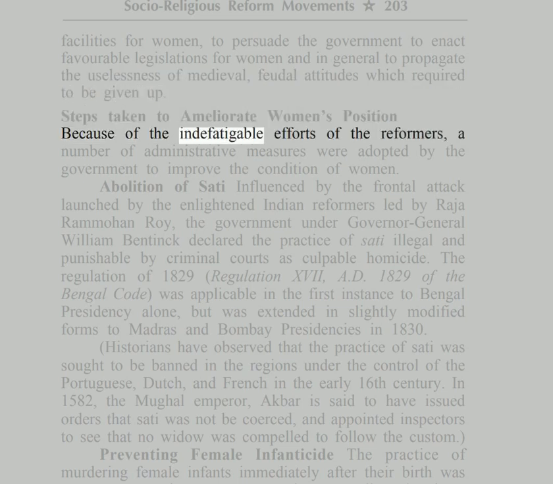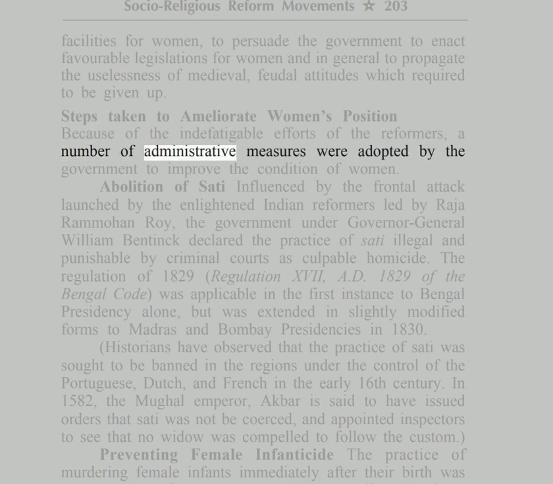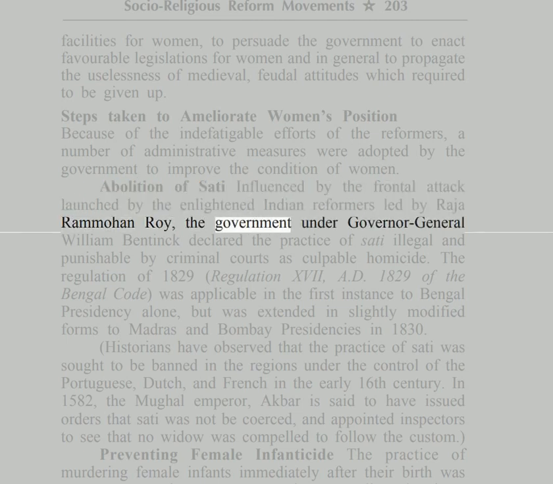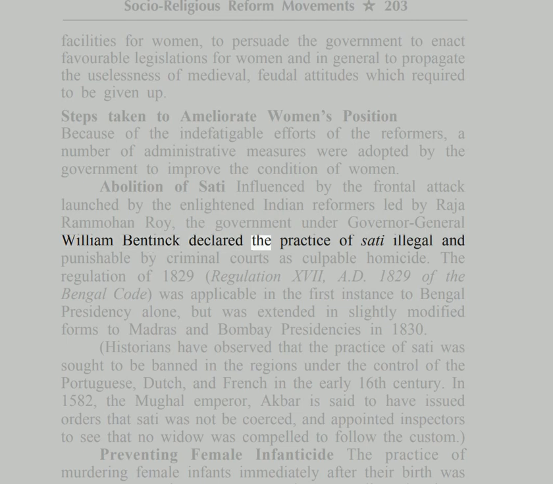Because of the indefatigable efforts of the reformers, a number of administrative measures were adopted by the government to improve the condition of women. Abolition of sati: influenced by the frontal attack launched by the enlightened Indian reformers led by Raja Ram Mohan Roy, the government under Governor General William Bentinck declared the practice of sati illegal and punishable by criminal courts as culpable homicide.